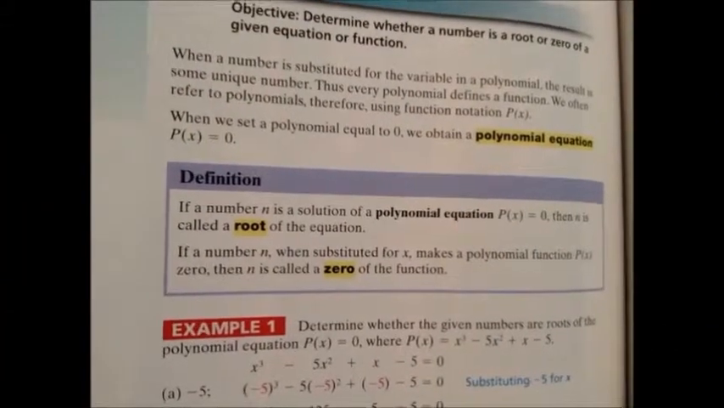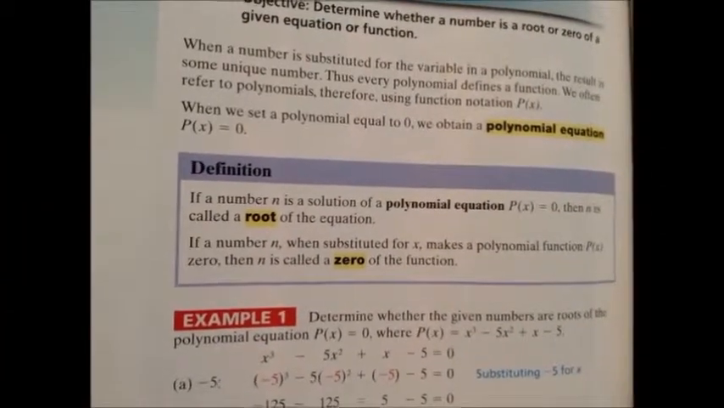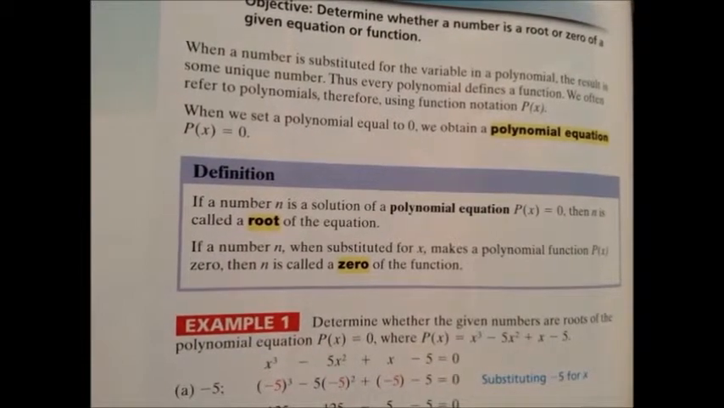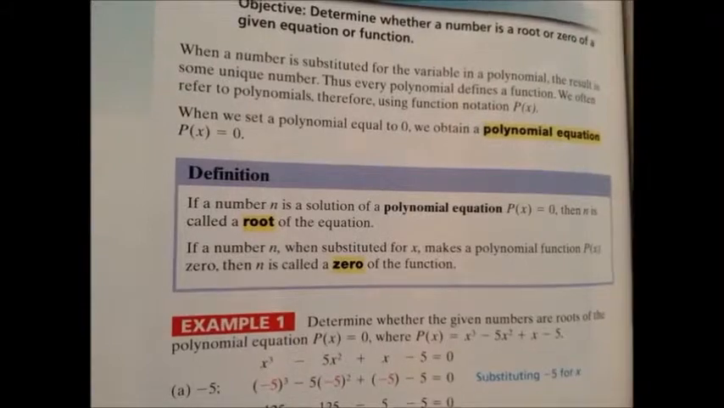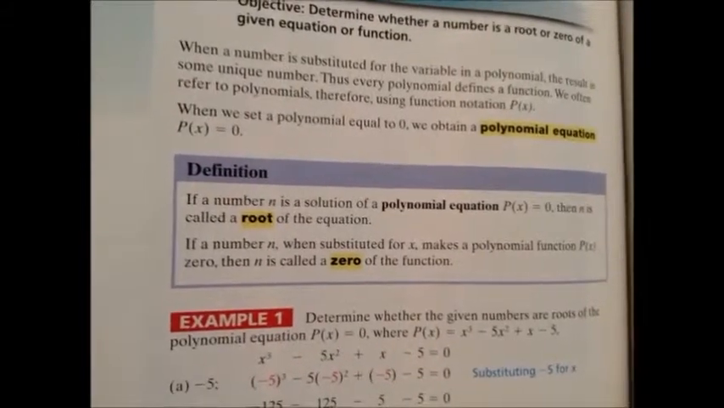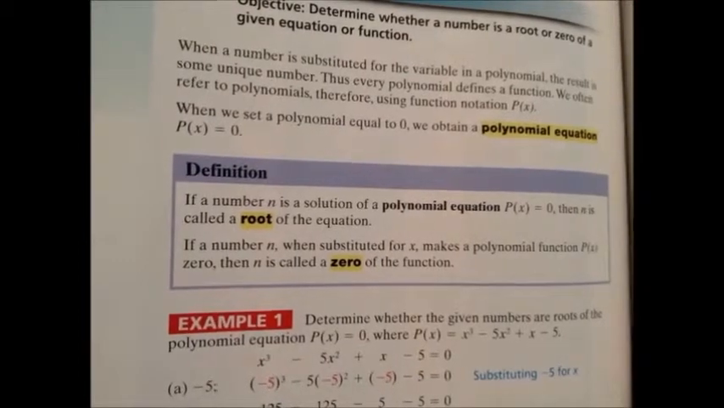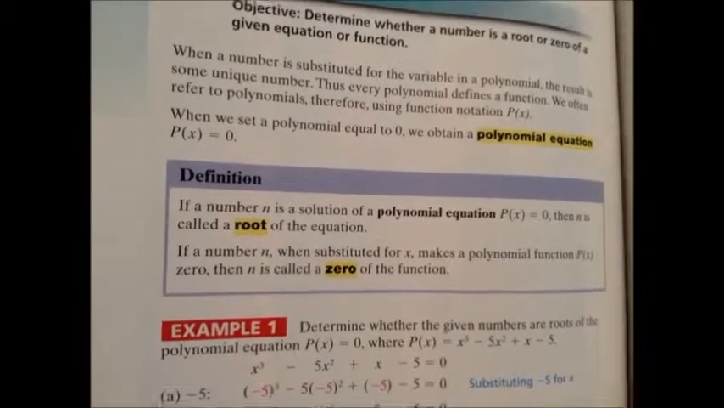Alright, today we're going to talk about 11.1 polynomial functions and polynomials. But first, let's talk about their roots and zeros. If you notice right here, it states that if a number n is a solution of a polynomial equation p of x equals 0, then n is called the root of the equation. If a number n, when substituted for x, makes a polynomial function p of x equal to 0, then n is called a zero of the function.